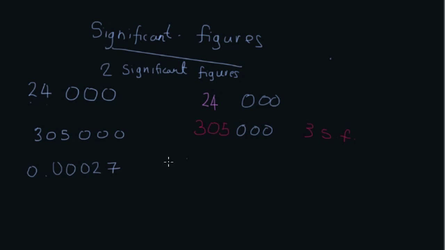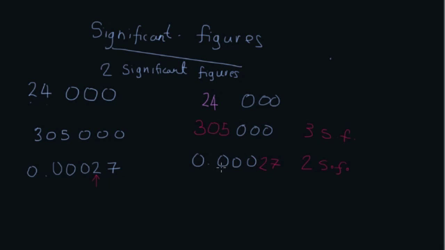Now the first significant figure in this one is the 2. And the second significant figure is the 7. So we would have 0.00027. So that is 2 significant figures. Now, you can see in this example why this is different from decimal places. So this is two significant figures. The zeros here are not significant figures.